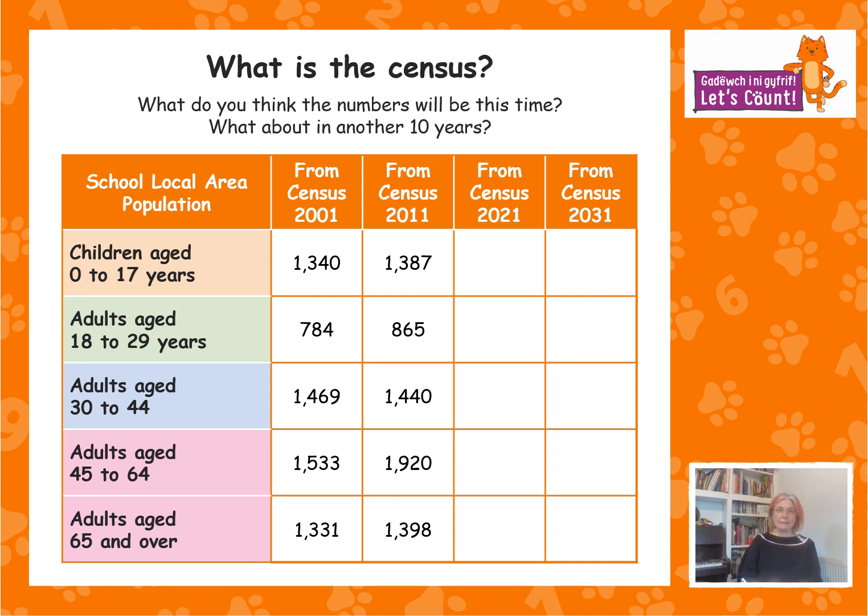What about the census that is happening in March 2021 and the one that will happen in another 10 years' time in 2031? What do you think the population will look like in this little part of the country over the next 10 years? Fill in those figures and make a prediction about what is going to happen over the next 10 years. It won't be too long until you can find out if your 2021 prediction was right, but you will have to wait a while to see if you're right about 2031.